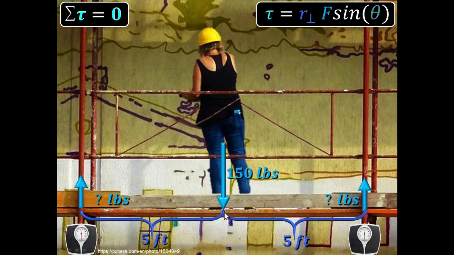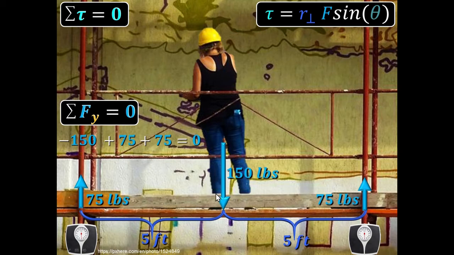If they're standing right in the middle, it's not surprising from the first condition of equilibrium that each of these has to be 75. 75 pushing up, and 75 also pushing up, and 150 down, that was negative.